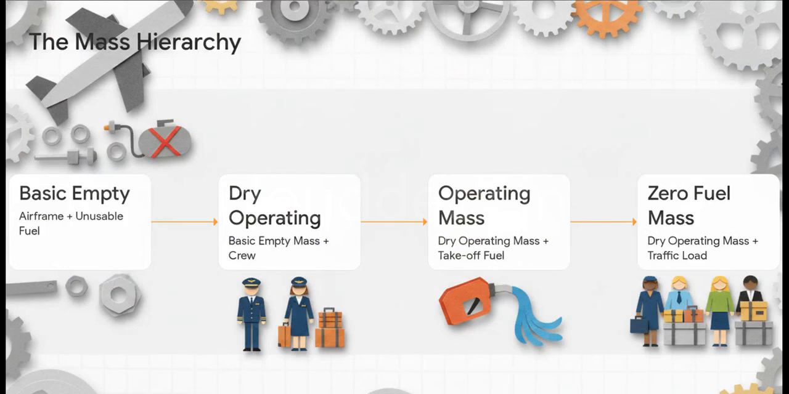This is a topic the DGCA absolutely loves testing. You start with the basic empty mass. So that's just the metal, the engines, and the unusable fuel, nothing else. Then you add the crew and their baggage, which gives you your dry operating mass. Add your takeoff fuel to that, and boom, you get your operating mass. But here's a really critical one to remember. If you take your dry operating mass and add your traffic load, meaning your paying passengers and cargo, but absolutely zero fuel, you get your zero fuel mass.